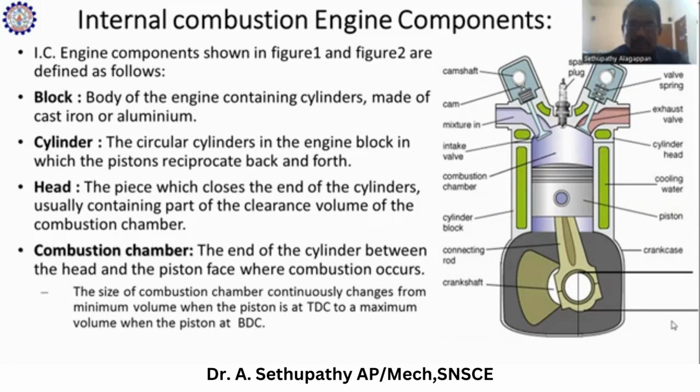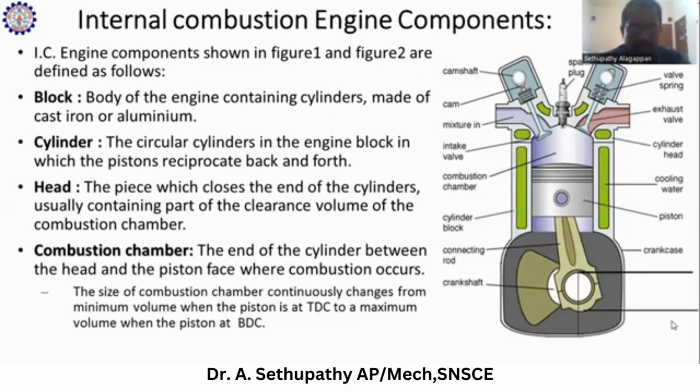Then the cylinder: the circular cylinders in the engine block in which the pistons reciprocate back and forth. That area is called the cylinder, which is circular in shape. Another one is the cylinder head, the piece which closes the end of the cylinder, usually containing part of the clearance volume of the combustion chamber. The cylinder head is close to the cylinder. The cylinder head has three holes, attached with the inlet valve and outlet valve. In the center portion, the spark plug or fuel injector is connected.